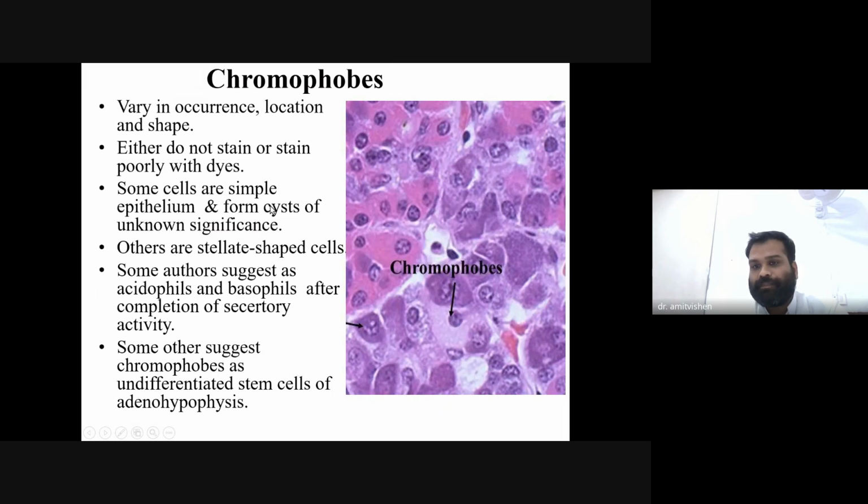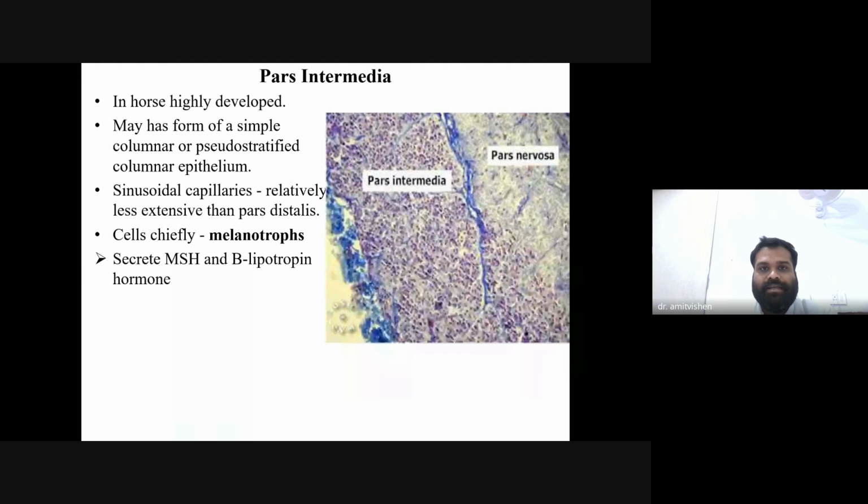Now let's look into the chromophobe cells. They form more than 50% of the population of cells in this gland, and they vary in appearance, location and shape. Some cells are simple epithelium, some cells have cysts of unknown significance, and some cells are stellate in shape also. Many different authors described the shape of these cells in different ways. So stellate shape cells are present basically.